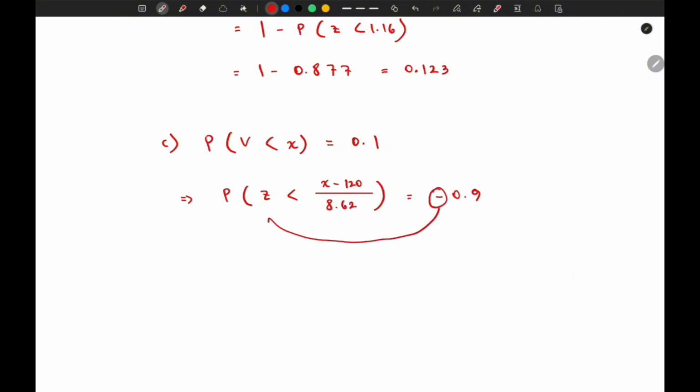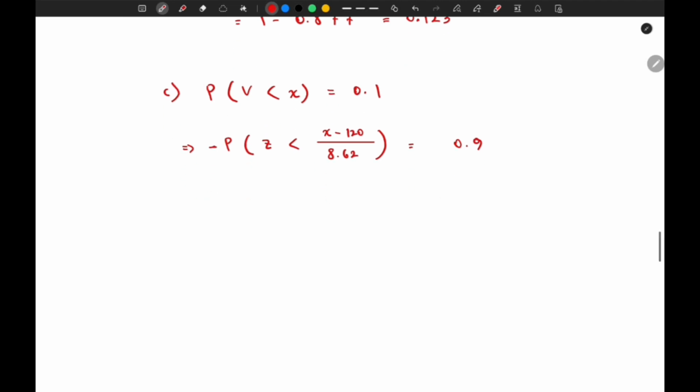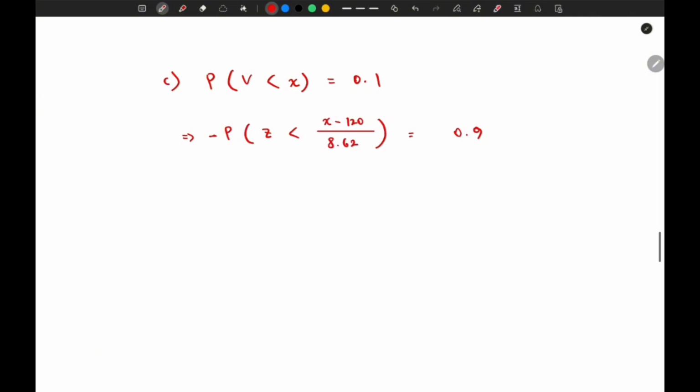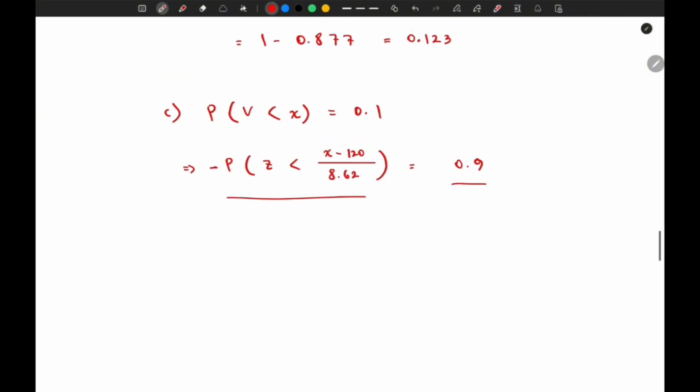and the value for probability cannot be negative, so we can move this negative sign to the left hand side of the equation. So this will be minus probability z is less than something equals 0.9. Now we know that the probability is 0.9.